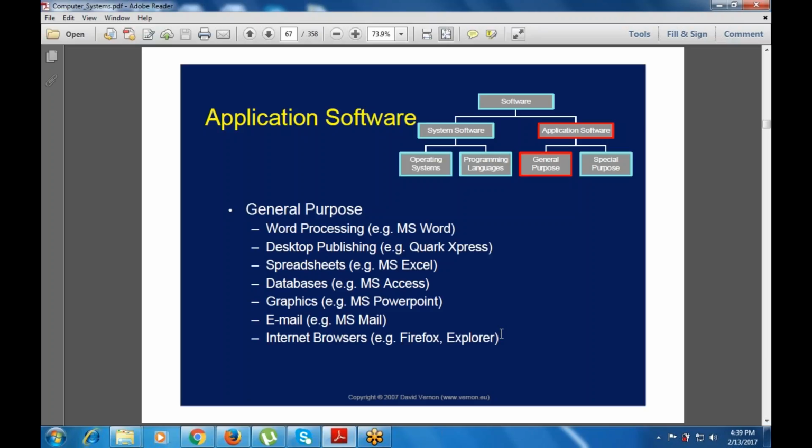For example, word processing, MS Word, desktop publishing, that is QuarkXPress, then spreadsheets, for example, MS Excel, database, Access, graphics, PowerPoint, email, MS email, internet browsers, that is Firefox or Explorer.